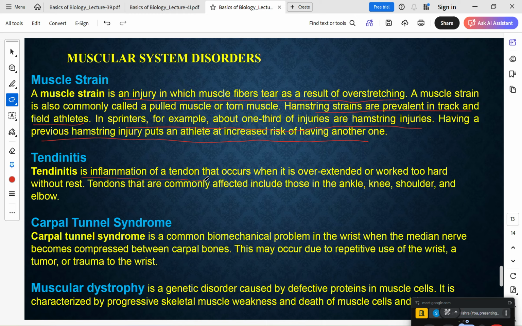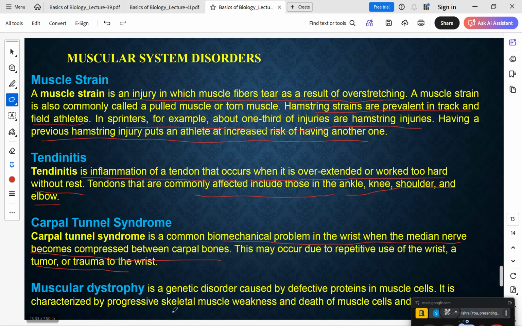Tendinitis is an inflammation of the tendon that occurs when it's overextended or worked too hard without rest. The areas commonly affected are ankle, knee, shoulder, elbow, so joints essentially. Next is carpal tunnel syndrome, which is a biomechanical problem in the wrist wherein the median nerve becomes compressed between the carpal bones, because of which there is a lot of pain. This may occur due to repetitive use of the wrist, a tumor, or a trauma to the wrist.